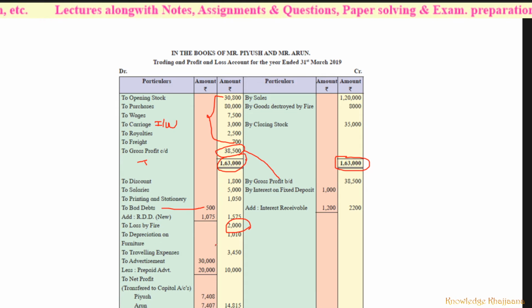Depreciation on furniture rupees 1,010. Traveling expenses rupees 3,450. Advertisement expenses were 30,000, less prepaid advertisement. Why? Because the advertisement expenses were given for 3 years, right? So we have to deduct that much amount. So actual advertisement expenses for this year are rupees 10,000. So this will become an asset.